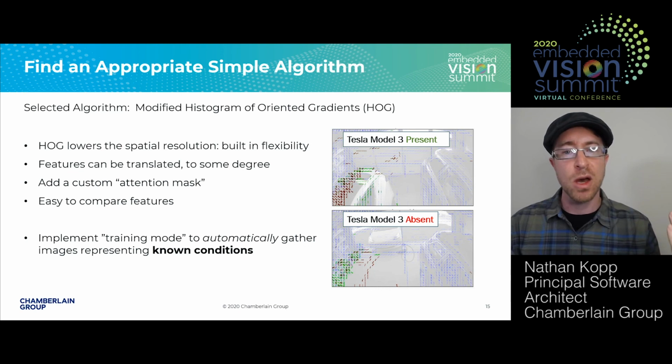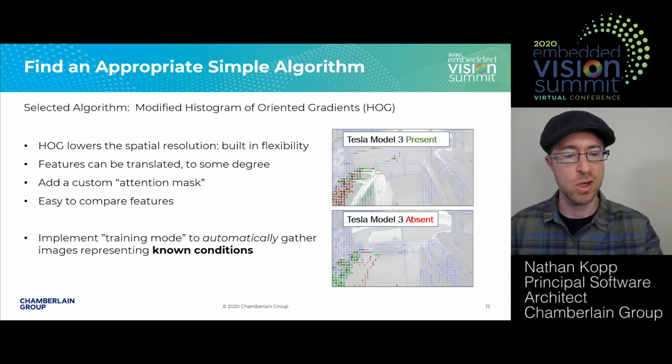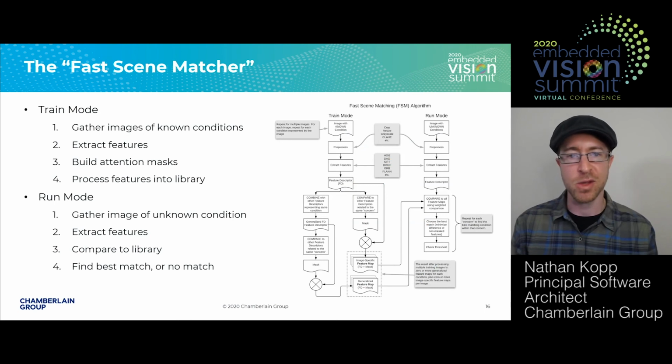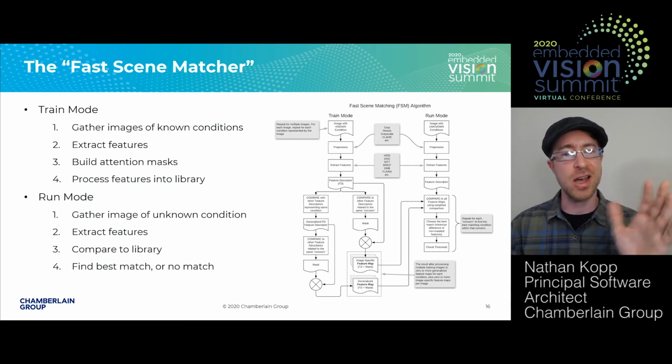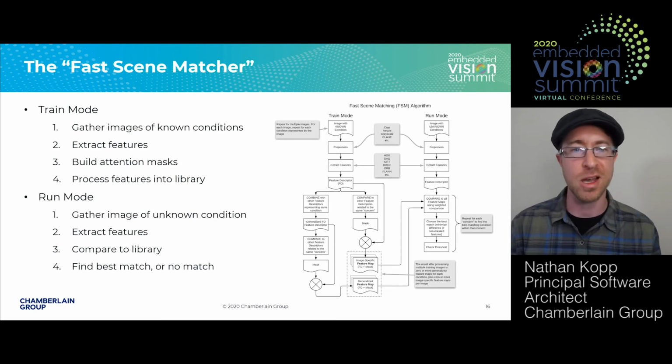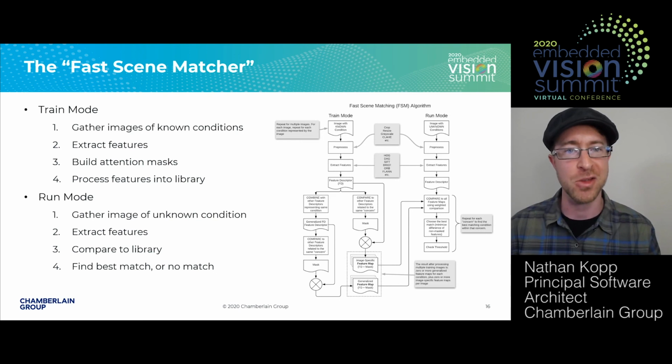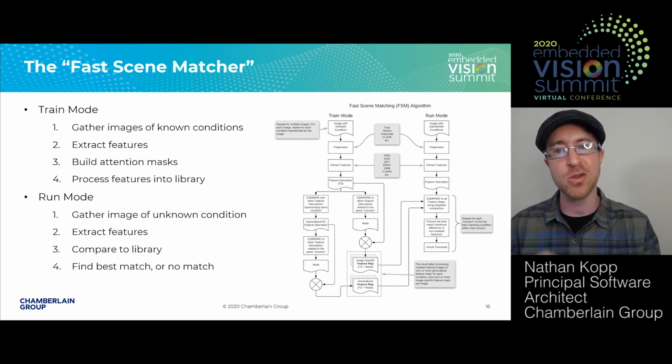So anyways, I will get to that bottom point of creating the training mode to automatically gather images for known conditions. But first of all, I want to show you a nice complicated diagram of what that fast scene matcher looks like. Put that on there, not necessarily for you to read. I know the font is way too small, but it's just to show that, yeah, we did put a lot of thought into this. But the summary is on the left.